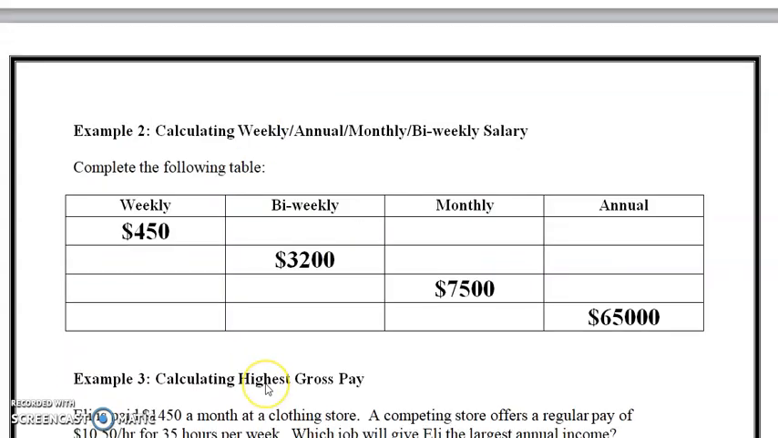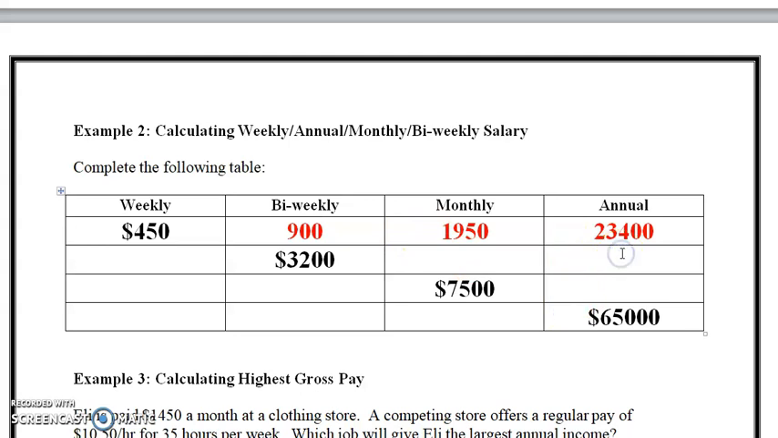Okay. And in example 2, we're going to calculate weekly, annual, monthly, biweekly salaries. So if we have a weekly salary of $450, take that, I'm going to multiply it by 52 weeks to get the annual right now, 23,400, okay? And to get the monthly, I'll take the 23,400 divided by 12, and I get 1950. And to get the biweekly, I'll take the 23,400 divided by 26 to give me exactly 900, okay?